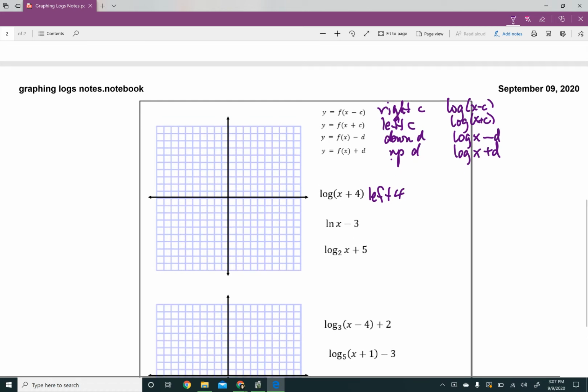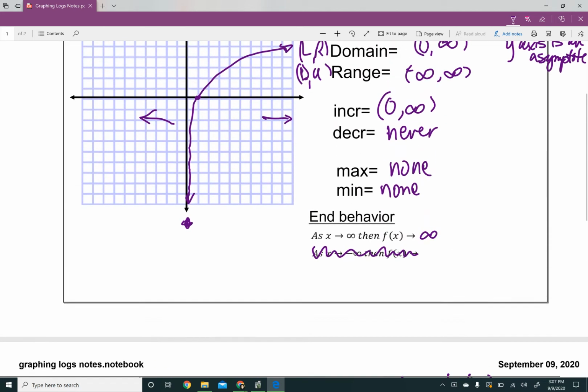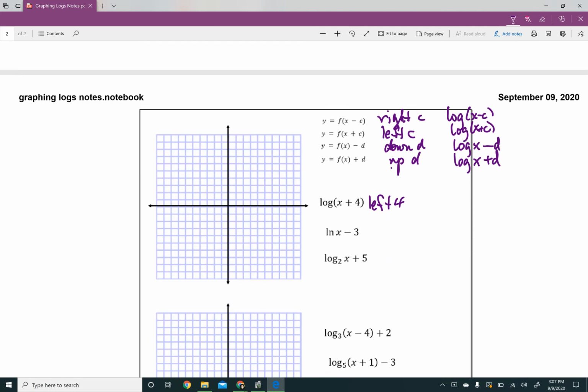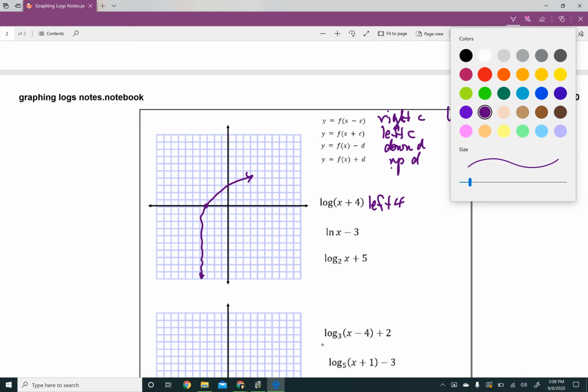Now, remember our graph crosses, so we're going to think about this point right here. It crosses at (1, 0). So that's the point we're going to shift. We're going to shift that (1, 0) left 4. So 1, 2, 3, 4. And then it goes up against the asymptote and then up. So that would be left 4.